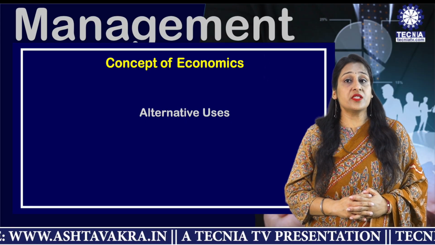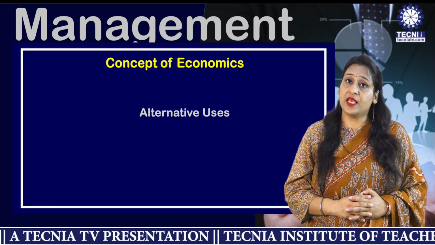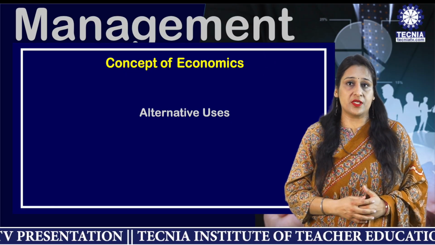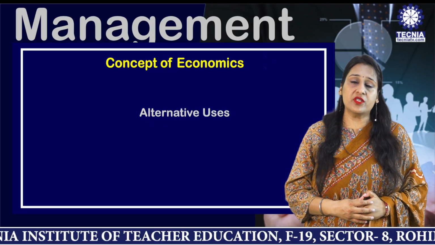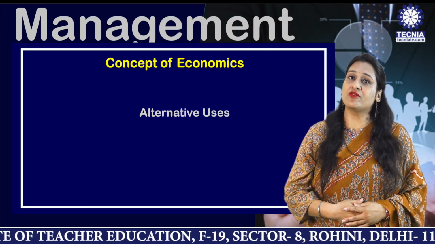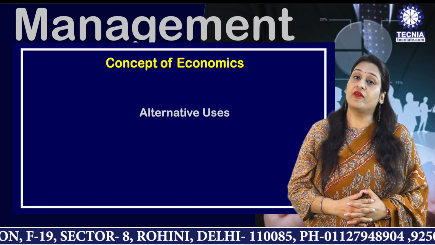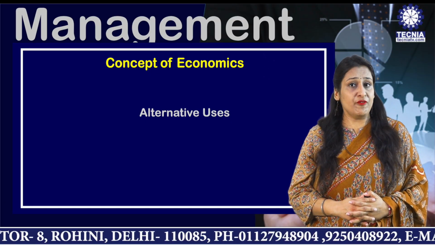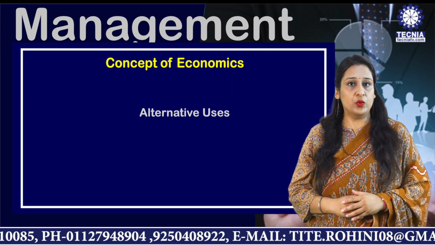Last one is alternative uses. As the resources are scarce, the same resources are used for different purposes, and it is therefore essential to make a choice among resources. For instance, petrol is used in vehicles and is also used for generators, running machines, etc. Therefore, the economy should now make a choice within the alternative uses.